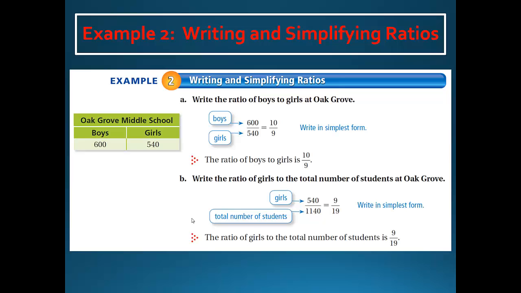For B, write the ratio of girls to the total number of students at Oak Grove. The table tells us that there are 540 girls. If we add our total number of students, we add boys plus girls, we get 1,140. Now we can simplify. So our ratio is 540 to 1,140. We can divide both of these by 60. And when we divide both of them by 60, 540 divided by 60 equals 9, and 1,140 divided by 60 equals 19. So the ratio of girls to the total number of students is 9 to 19.